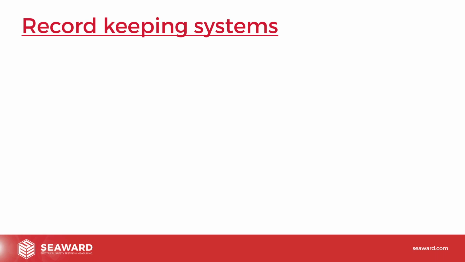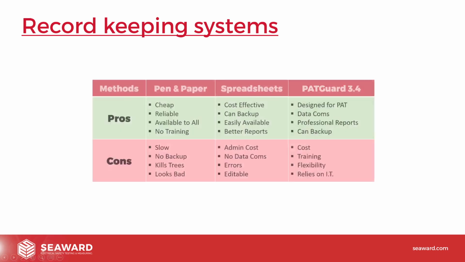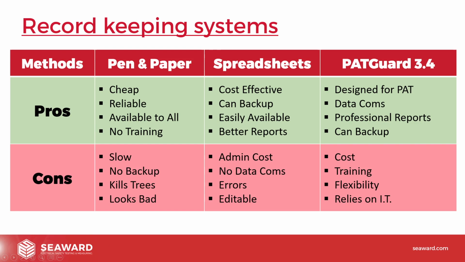So on this slide, I'm just going to have a look at record keeping systems and really look at the pros and cons between the different types of record keeping systems that are available. So the three systems that we're going to look at here is the old school pen and paper, spreadsheets, so actually using a spreadsheet on a computer, and the Seaward PatGuard 3.4 software, so the latest version of Seaward's PatGuard software. So if we just look at the pros really, to start with for pen and paper.